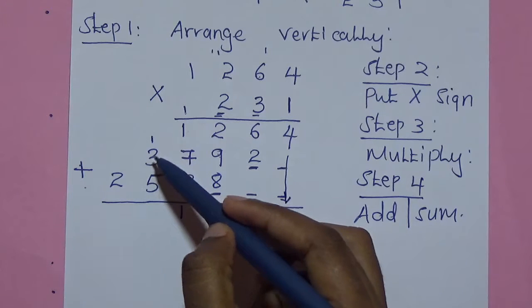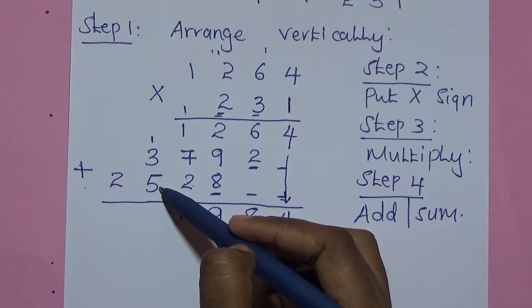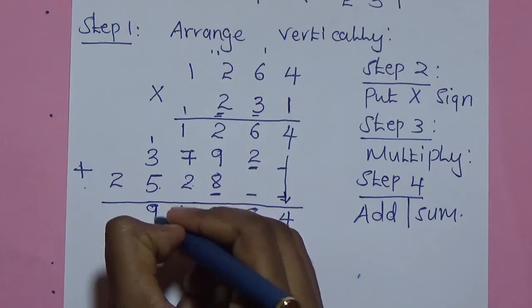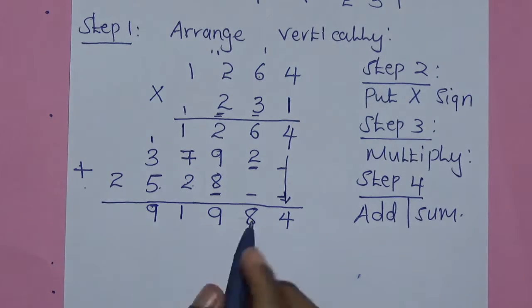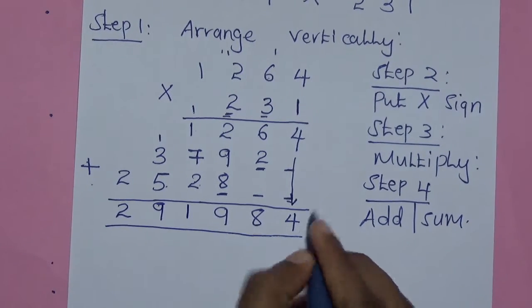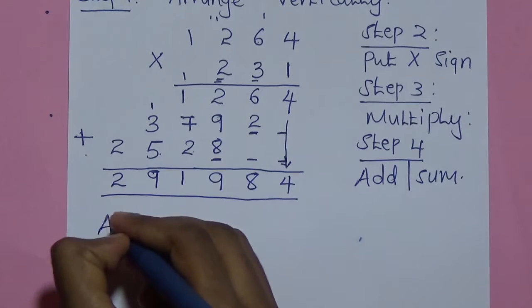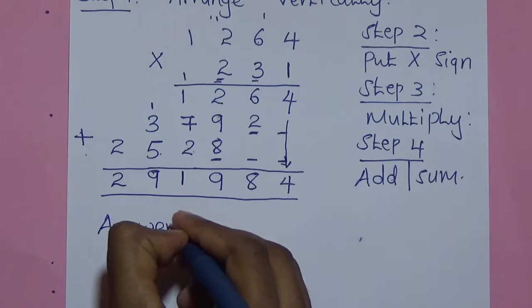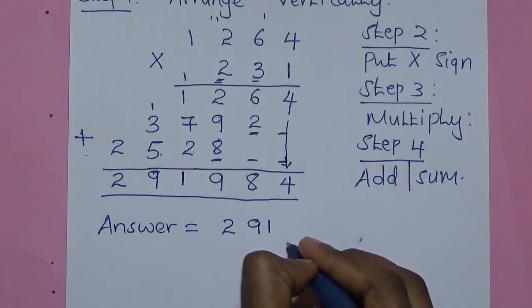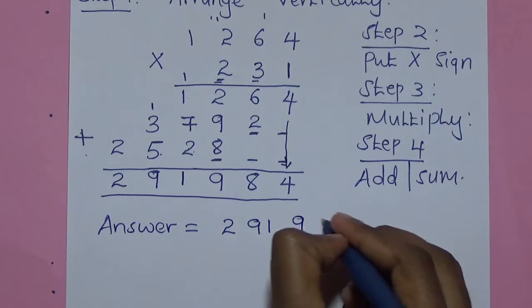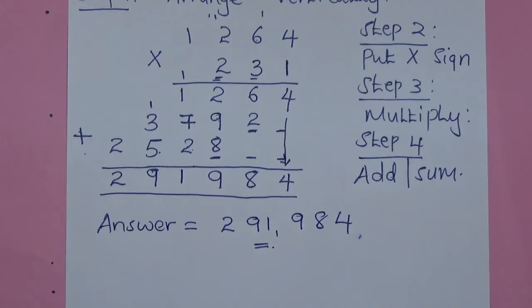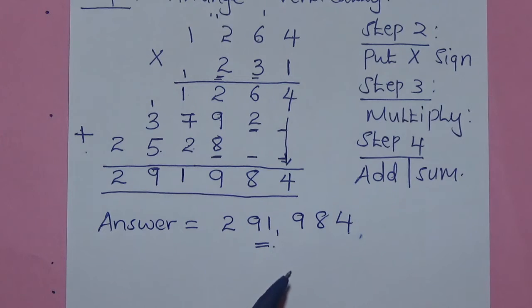We have 3 plus 5 is 8, plus the 1 we carried, you get 9. And we are left with 2. And that is the correct answer. So the answer will be 291,984. So that is the correct answer.